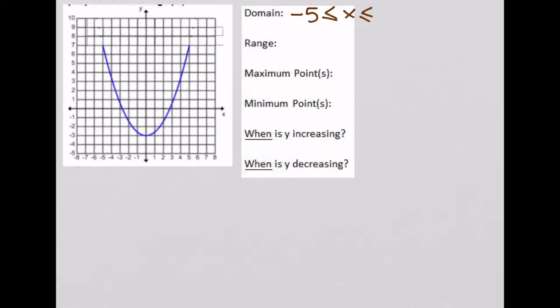And I stopped at +5. That's my domain. Okay, range. We're going to do the laser starting down here. No, no, no, no. Beep.